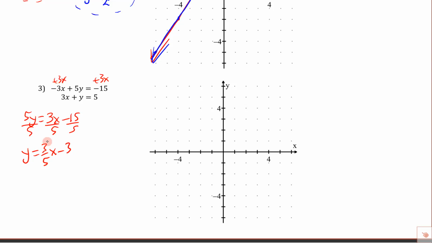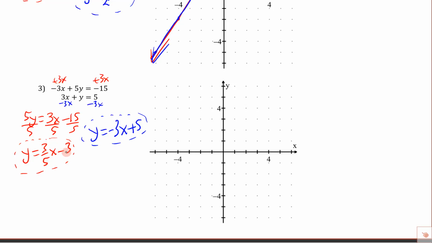Okay, so we're going to put a dotted circle around that one right there. We are going to be using that again in just a second. And on this one, I'm going to move the 3x to the other side. We're going to do that by subtracting 3x, so we end up with this, y equals negative 3x plus 5. So not too bad at all as far as coming up with the equations that we're going to graph.